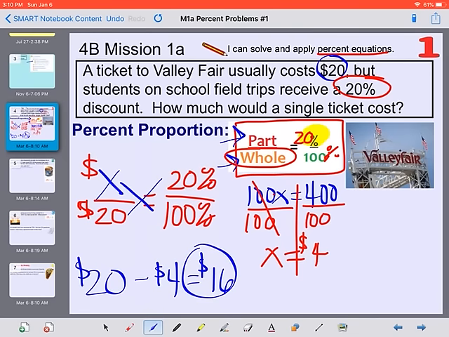Now, there is another way you could do this. However, we're just going to stick to this part over whole and figure out what percent off do we need and subtract it from your total.